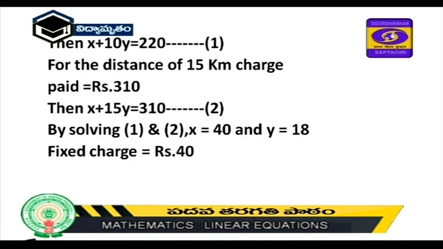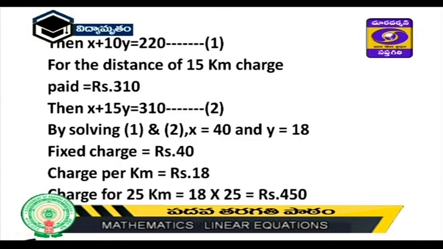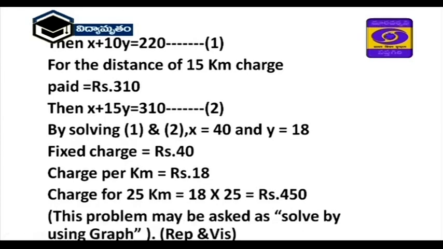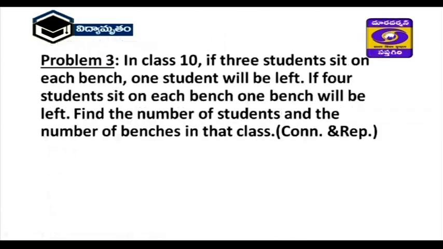Here we have to find out the charge for 25 kilometers, where the fixed charge is 40 rupees and the charge per kilometer is 18 rupees. So, if a person travelled 25 kilometers, the total charge is 40 plus 18 into 25 equal to 490 rupees. This is a very important problem from the problem solving point of view, and this problem can also be asked by using a graph, which comes under representation and visualization. Next, I will go to the third problem.